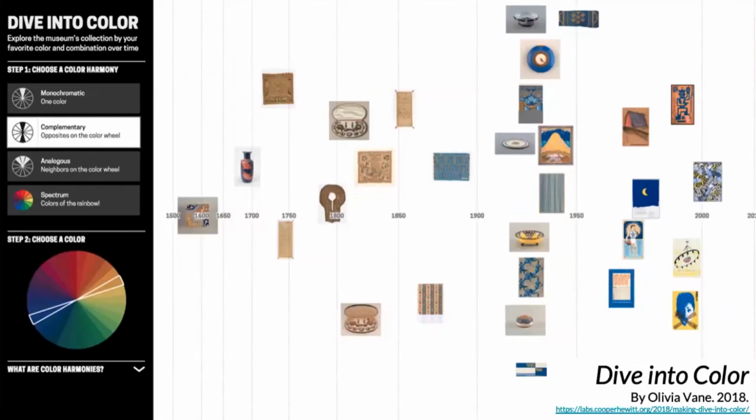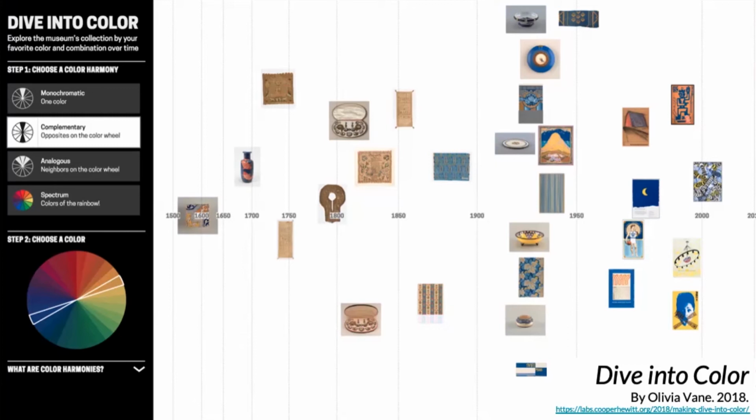Similarly, this is an example, one of mine. This is a project called Dive into Color that I did with the Cooper Hewitt Smithsonian Design Museum in New York City. So this is a museum of historic and contemporary design. They have a collection of a whole range of design objects, furniture, metalwork, textiles, prints, ceramics, and I worked with the museum to create this interface, Dive into Color, which visualizes the collections data, the holdings of the museum, by color and by color harmony.